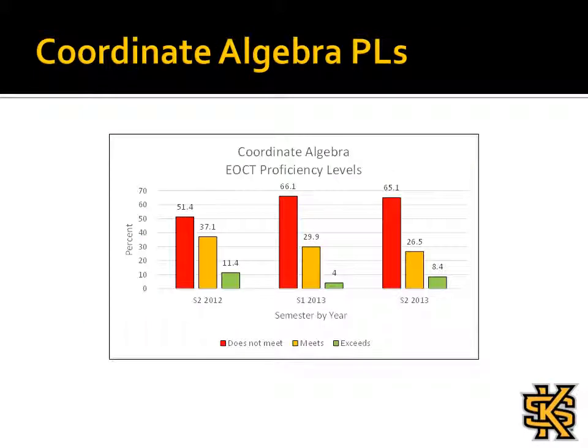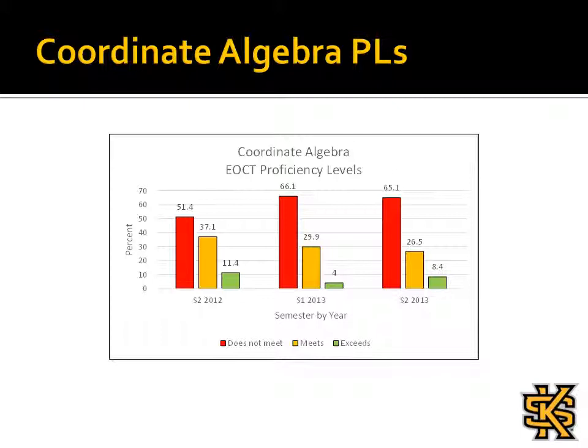As we continue to examine data for cohorts, another troubling sign for Coordinate Algebra is that the percentage of students who met standards decreased from 37% to 26%. Over time, we would expect that a decrease in the percentage of students who met standards would shift and increase the percentage of students who exceeded standards.